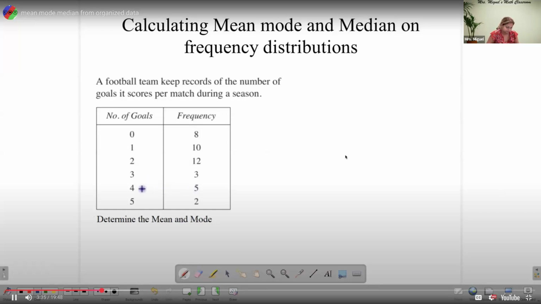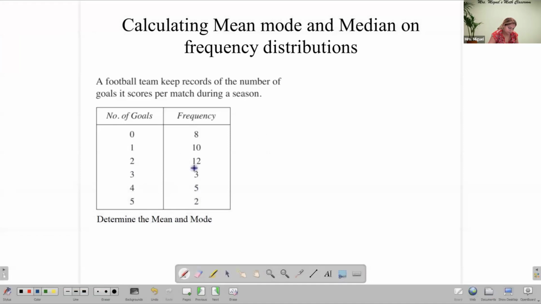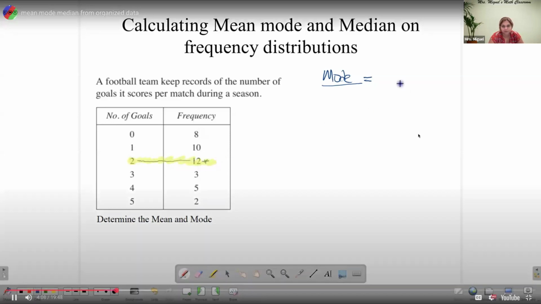They scored 3, 5 times 4, and 2 times they scored 5. So that's what the table is saying. And so we can first talk about what the mode is. Now, the mode is that number of goals that has the highest frequency. So we can go through our frequency list and see that the highest frequency here is 12. And then 12 would be associated with 2, which tells us that the highest number of goals, so the 2 here is our mode because it has the highest frequency.